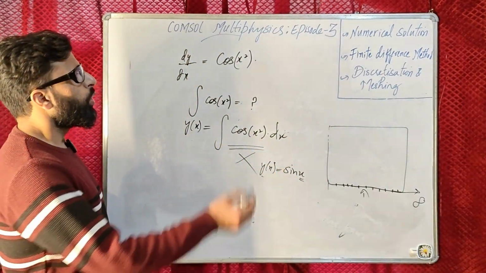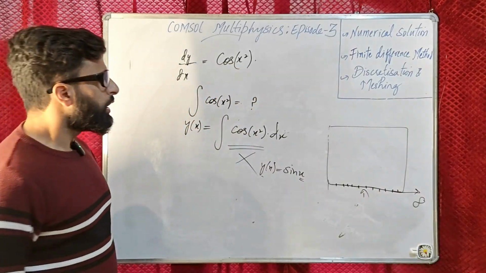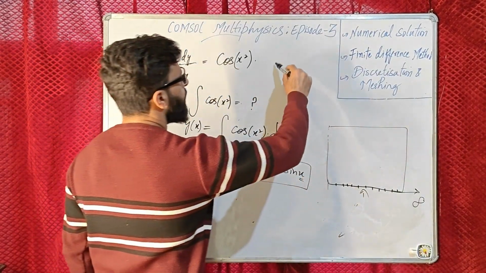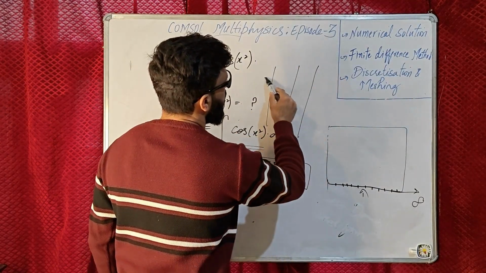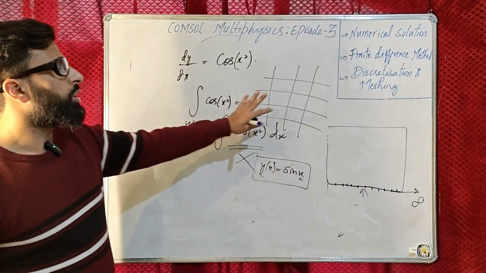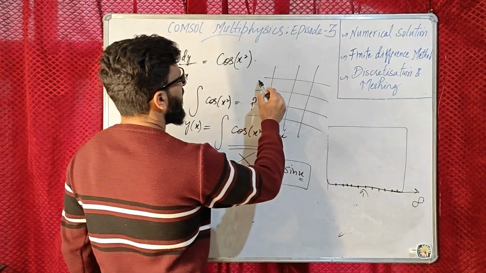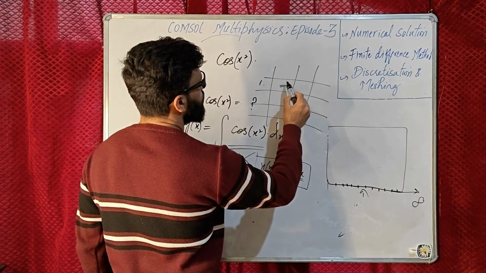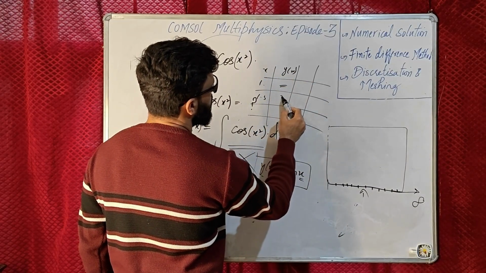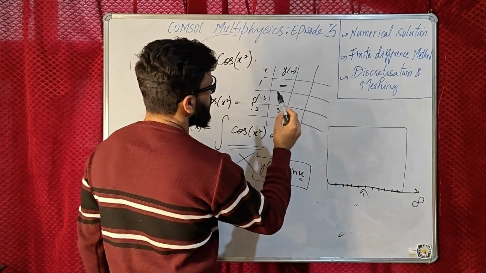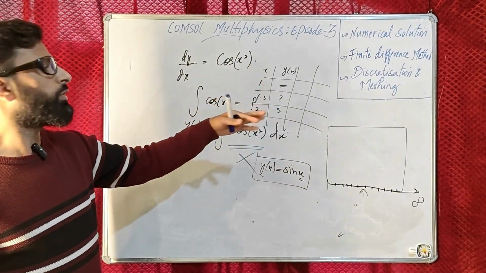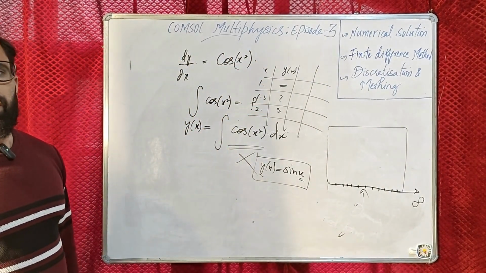Now, when we solve this function numerically, it will not give us the functional form of the solution. It will give us values at discrete points, in the tabulated form. We will have, at x is equal to 1, the value y of x is this. At x is equal to 1.5, the value is this. At x is equal to 2, the value is this. So we will get the solution in the tabulated form. This is the difference between the numerical solution and the analytical solution.